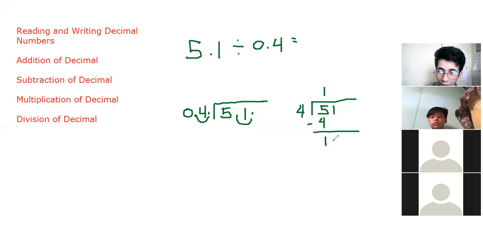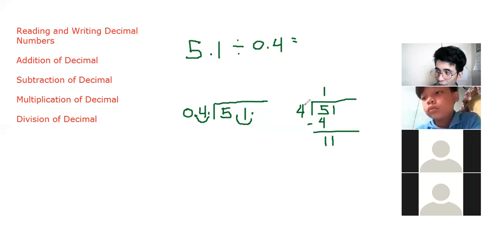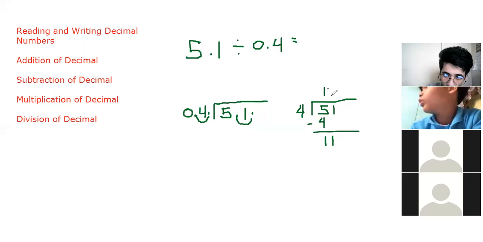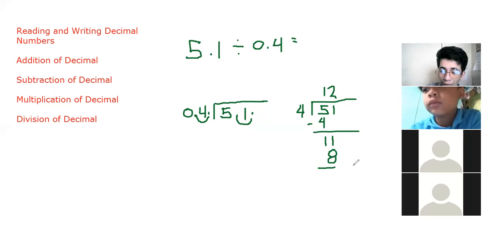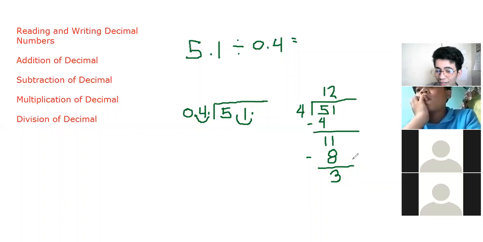Then bring down 1, because we can still bring down. 11 divided by 4. What is 11 divided by 4? 2. Then 2 times 4 is 8. So 11 minus 8, what is 11 minus 8? 3.